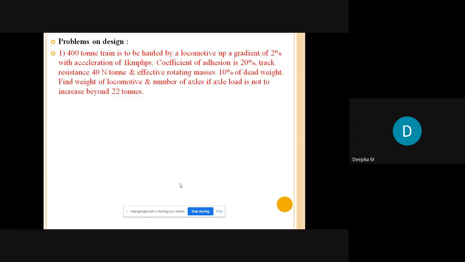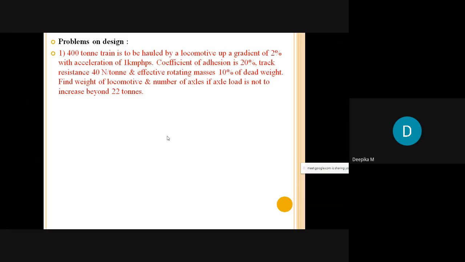First one: a 400-ton train is to be hauled by a locomotive up a gradient of 2% with an acceleration of 1 kilometer per hour per second. Coefficient of adhesion is 20%. Track resistance is 40 Newton per ton and effective rotating mass is 10% of dead weight. Find the weight of the locomotive and number of axles if axle load is not increased beyond 22 tons. So this is the problem we have.